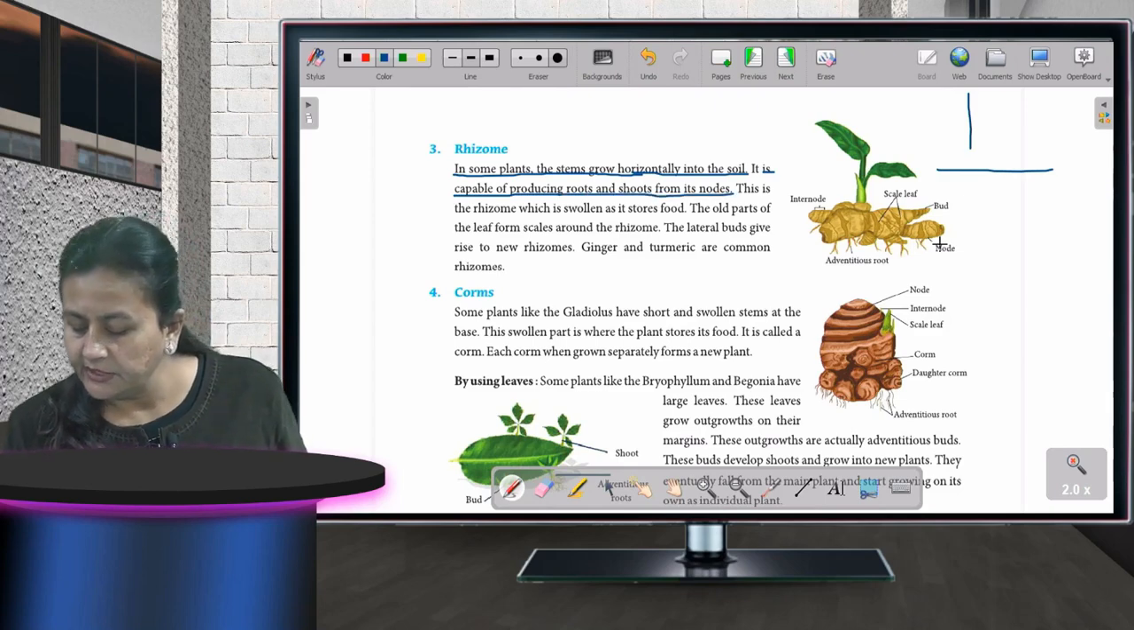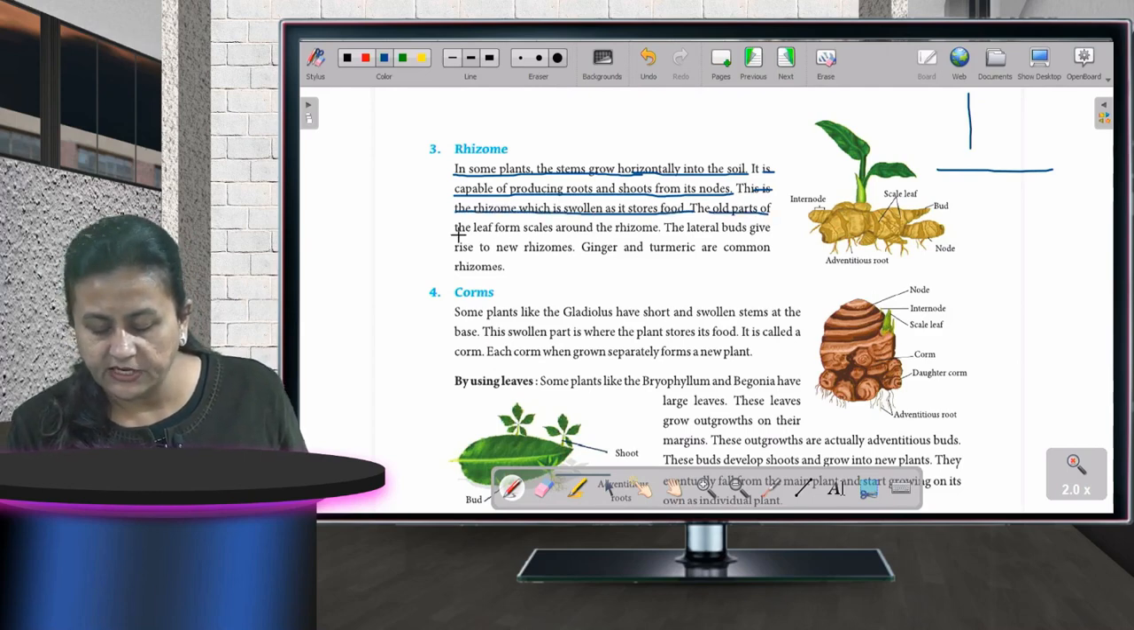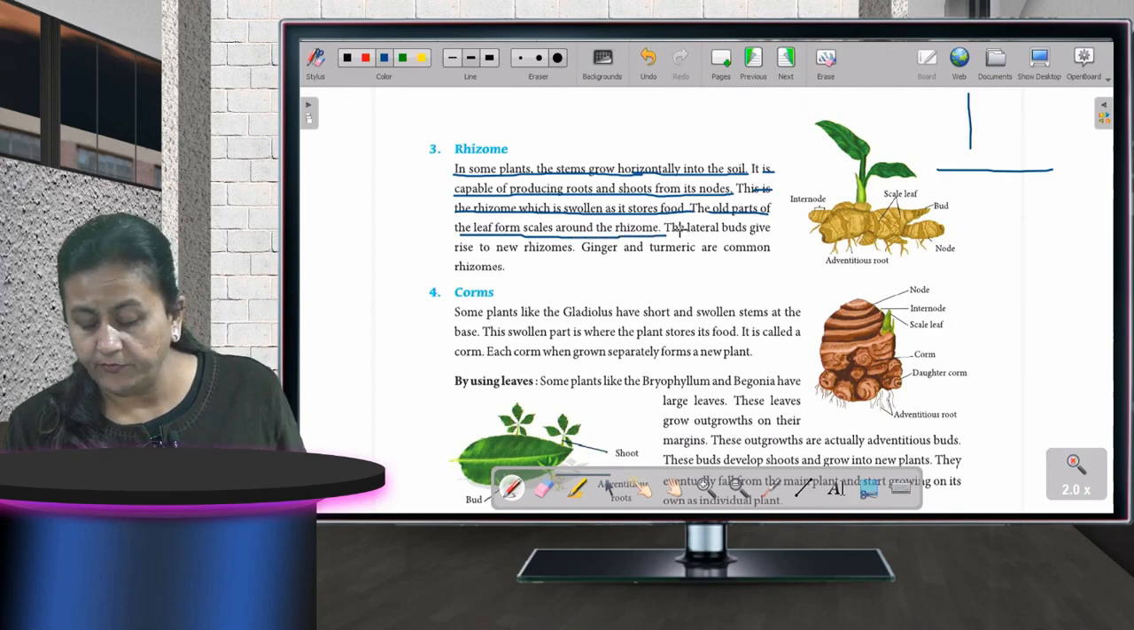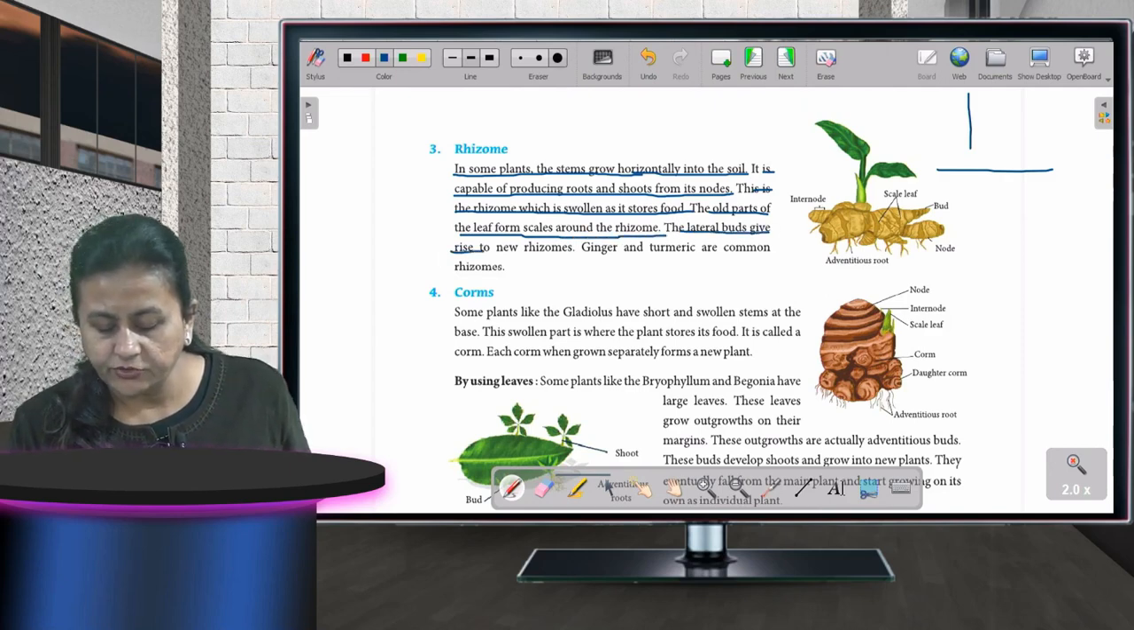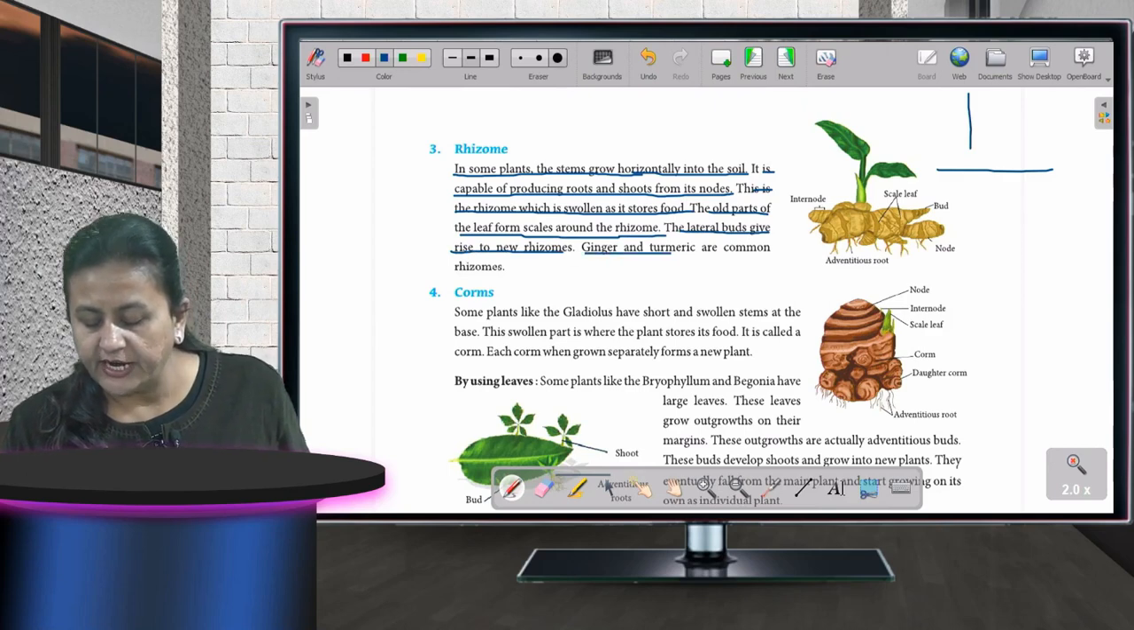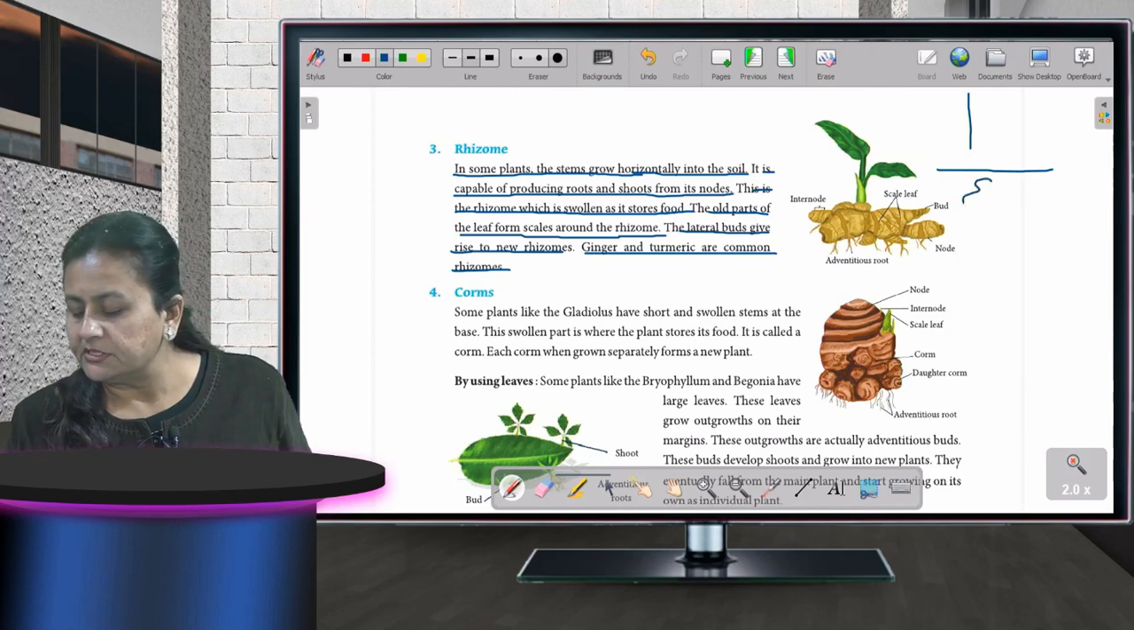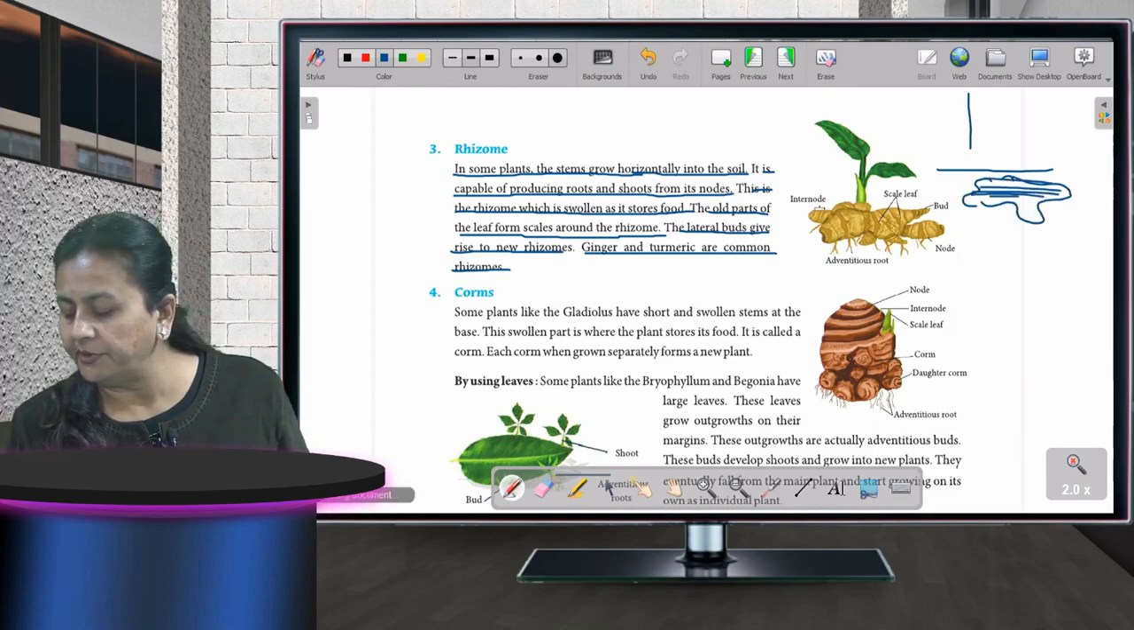You can see the ginger plant. This is the rhizome, which is swollen as it stores food. The old parts of the leaf form scales around the rhizome. The lateral buds give rise to new rhizomes. Ginger and turmeric are common rhizomes. Okay children, what happens? This is the ginger. In which form is it lying in the soil?